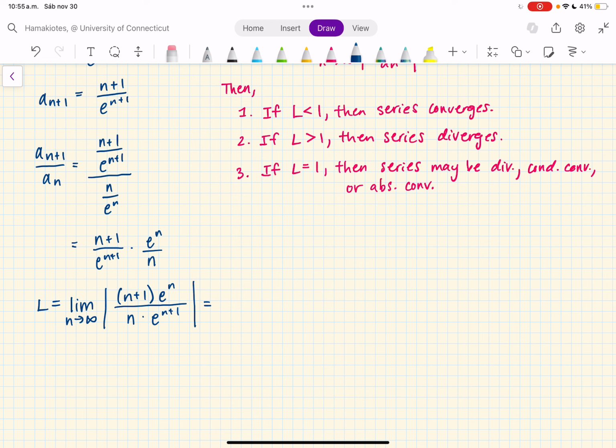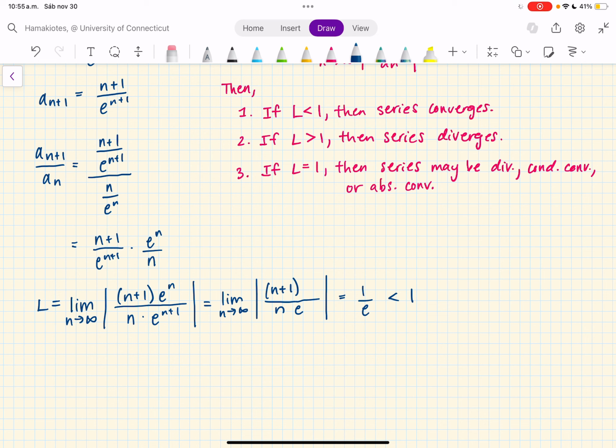Now we see that we can simplify this a little bit. This is just the limit as n approaches infinity of the absolute value of n plus 1 over n, and here I have e to the n over e to the n plus 1. So that is just going to leave me with an e in the denominator. Great. Now as n approaches infinity, this n plus 1 over n really behaves like 1. And so this limit, I'm going to be left with a 1 over e. So as n approaches infinity, this limit is equal to 1 over e. And so this is less than 1 since e is greater than 1.